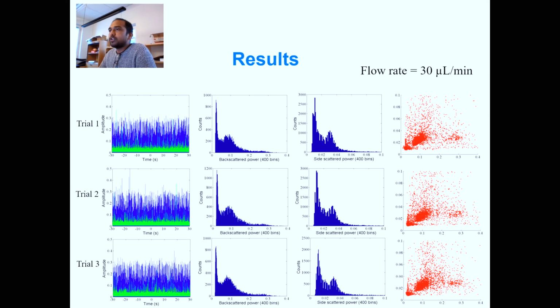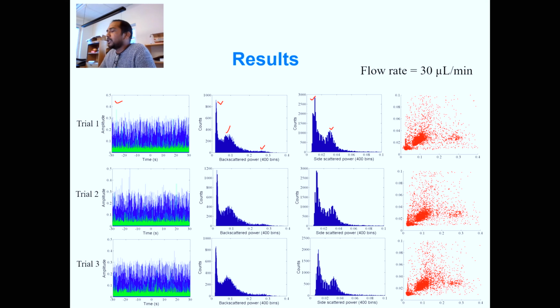In this case also, we did 3 trials, and the time traces are seen in this diagram. And then we took the histogram of the back scattered light, in which we can see 3 distinct peaks, which is here, here, and here. The third peak is not very discernible. And the side scattered light also shows 2 peaks, which is given here.